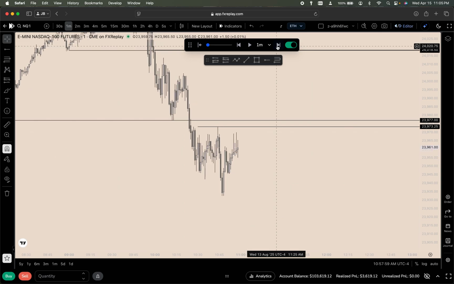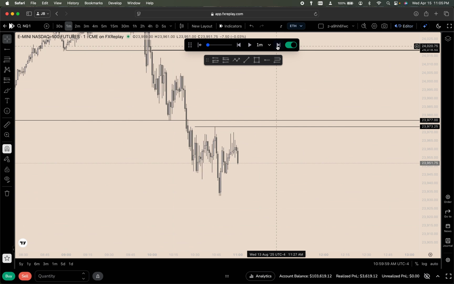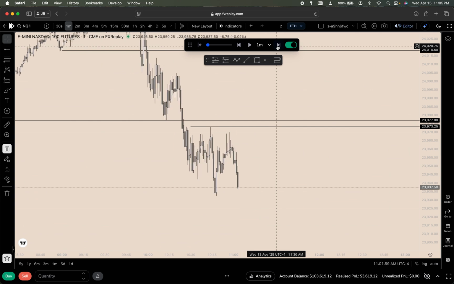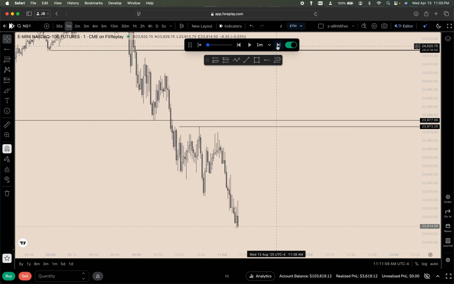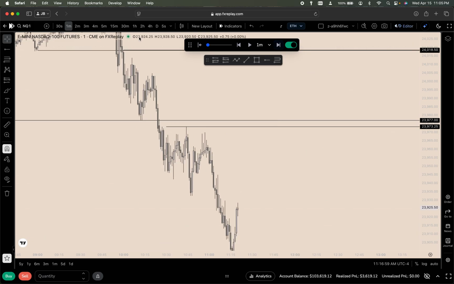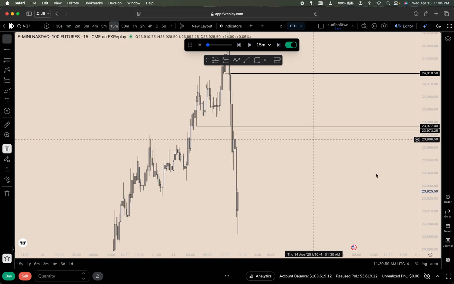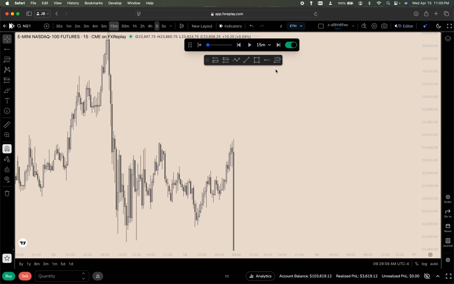I do not like this close at all. Okay, at this point I'd rather take a short, but we've literally gotten absolutely zero, and it's already 11 o'clock, so we're going just straight to the next day.